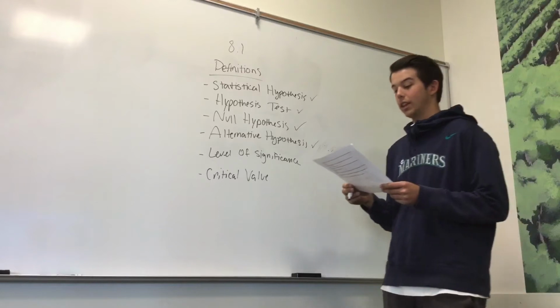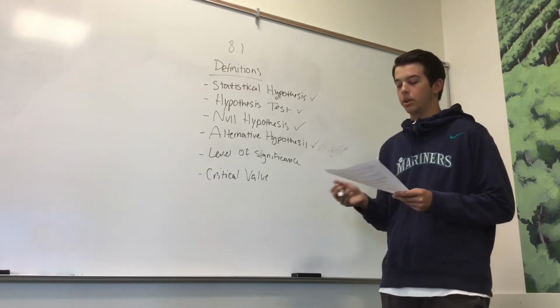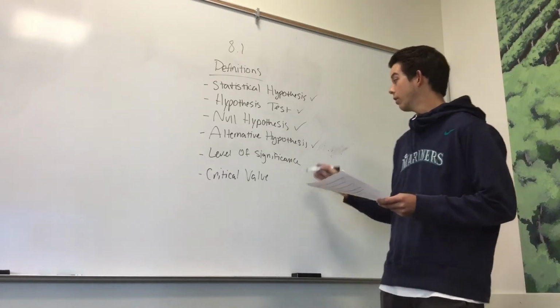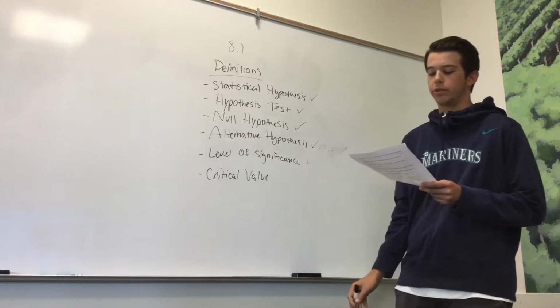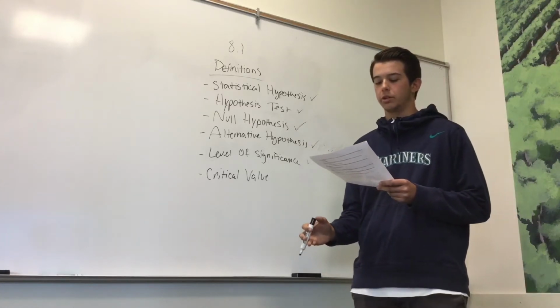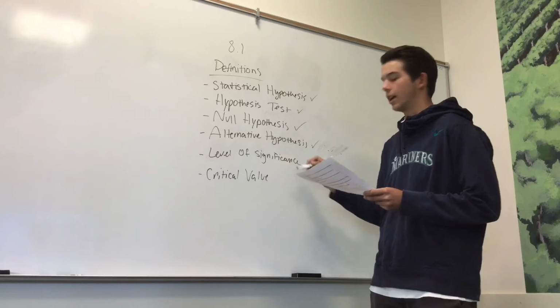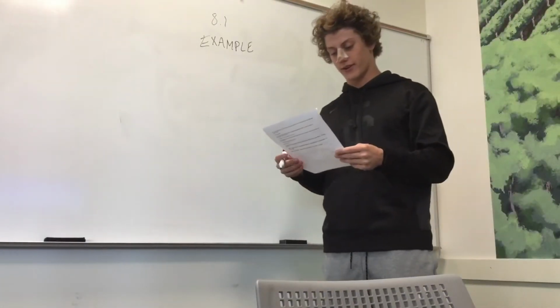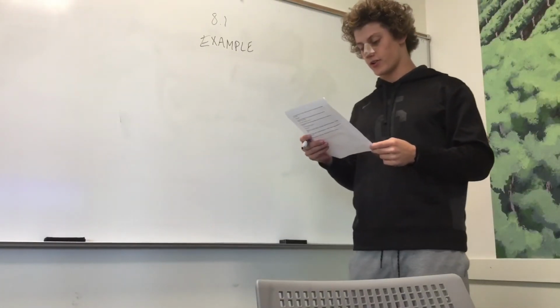And then we have the level of significance, which is the probability of making a type 1 error. And lastly, the critical value, which separates the critical region from a non-critical region. And that's the definitions.